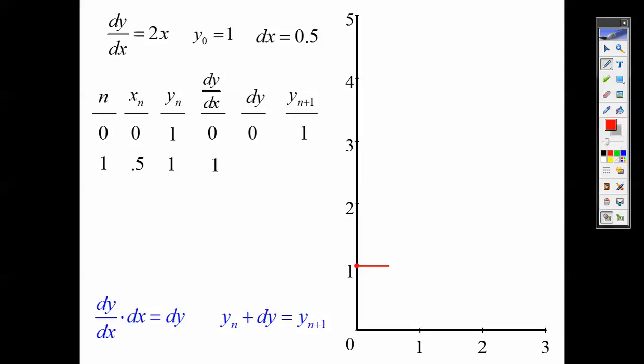Okay, so we're going to take our slope times our step size, because slope times step size is going to give us rise. So that's going to be 0.5. So what's my new y?